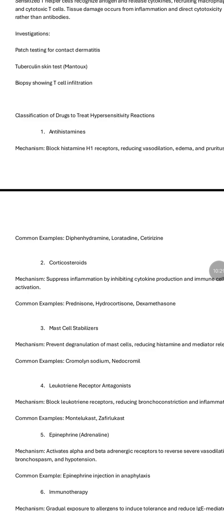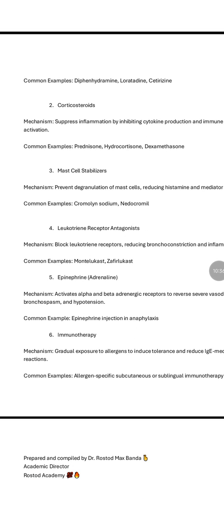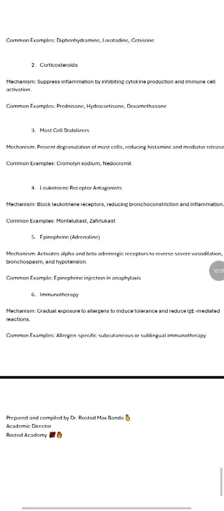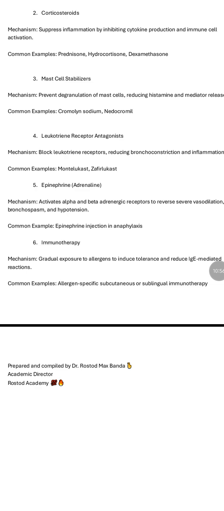We use antihistamines because we're blocking the histamine effects. Corticosteroids inhibit the immune system from responding, lessening the immune response. Then mast cell stabilizers and leukotriene receptor antagonists. Remember that leukotrienes are also produced during this inflammation. Epinephrine, and immunotherapy where we use antibodies specifically against the IgE that is being produced. The best example is omalizumab.